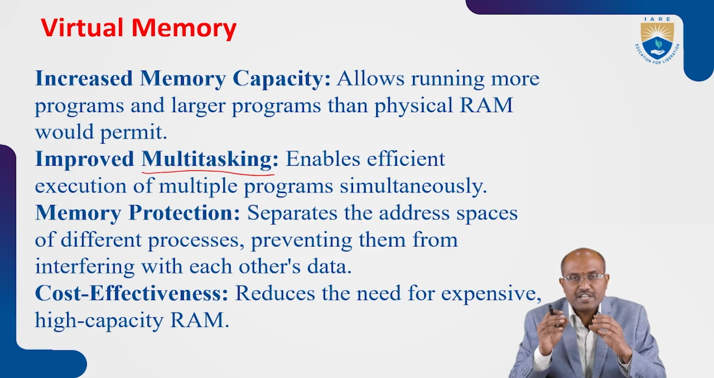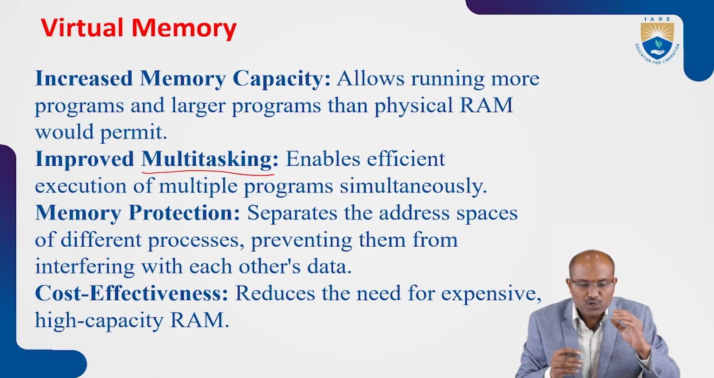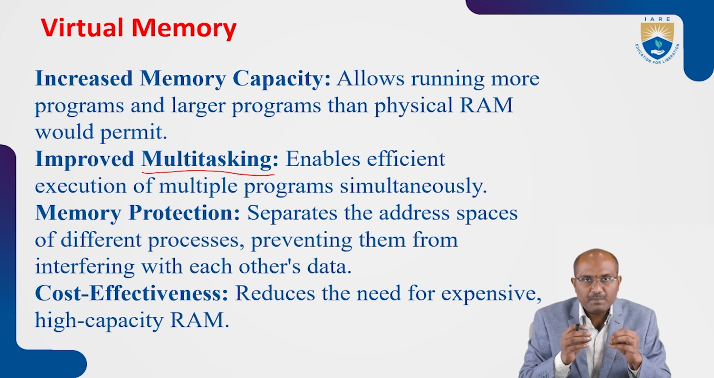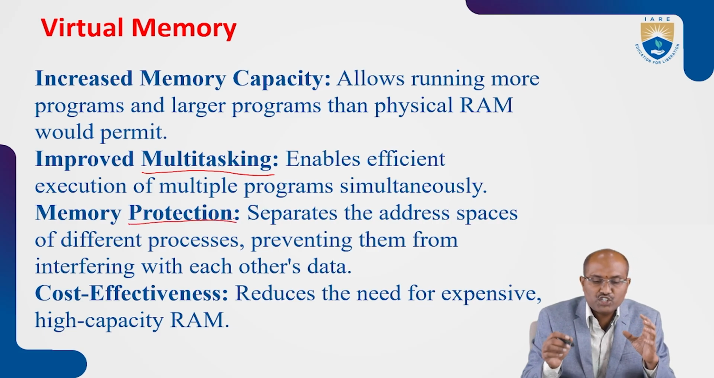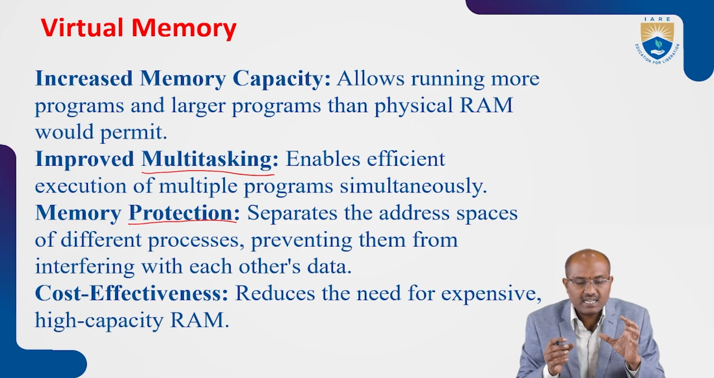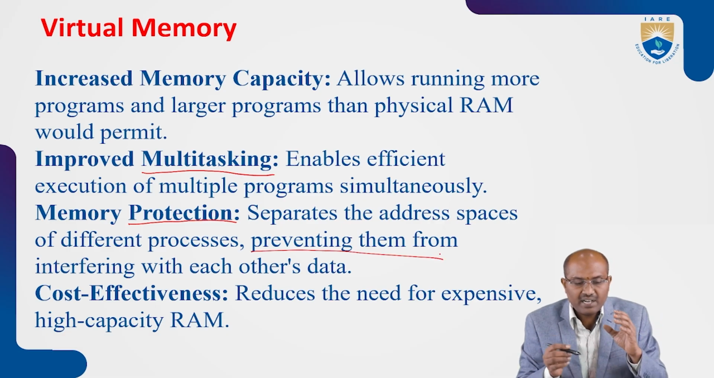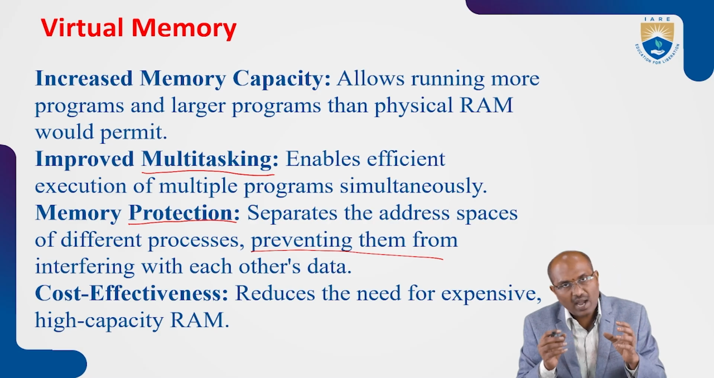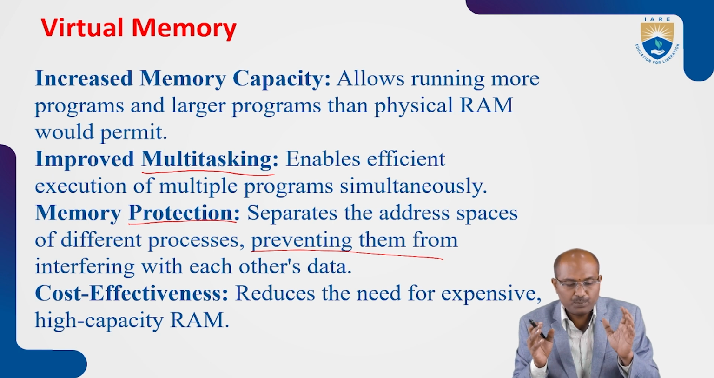More processes executing at a time is called multitasking. It enables efficient execution of multiple programs simultaneously between the primary memory and secondary memory. It also provides memory protection: it separates the address spaces of different processes, preventing them from interfering with each other's data.